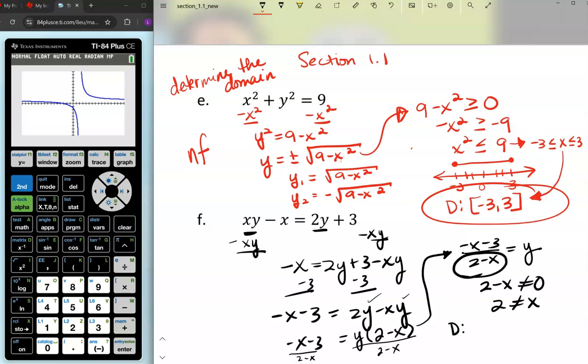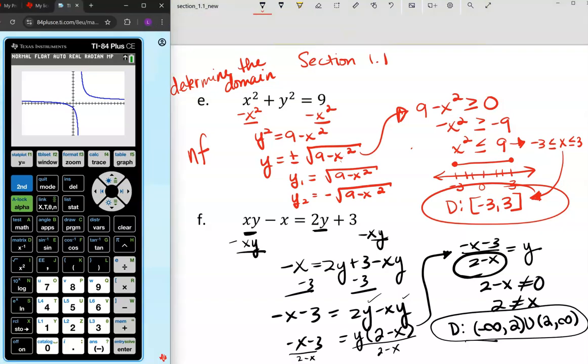So my domain is all of the numbers from negative infinity to 2, parentheses, union, putting them together. Then we're going to pick up on the other side of 2, positive infinity. And because we use these parentheses, what we're saying is the domain is every x value except 2. And you can see it over here on the graph, right there. There's that vertical line, cannot exist.